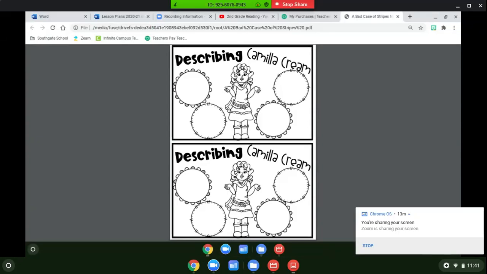All right, tomorrow we'll do some more work with A Bad Case of Stripes, and we'll start talking about summarizing a story. So that will be our skill for tomorrow.